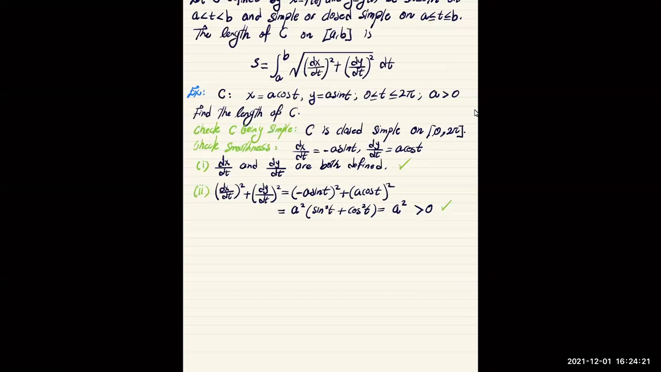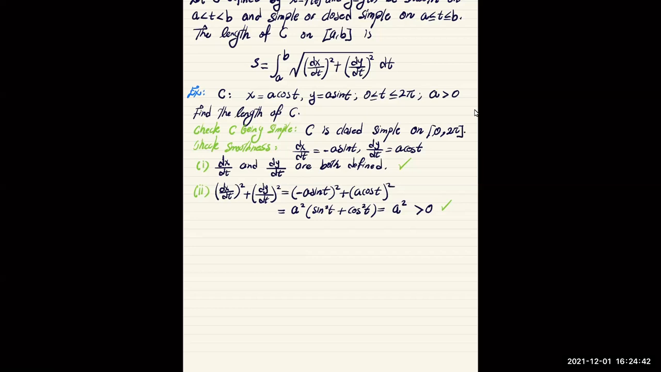So again, if there were a t that makes this zero, then there would be common zeros, and that's not happening here.